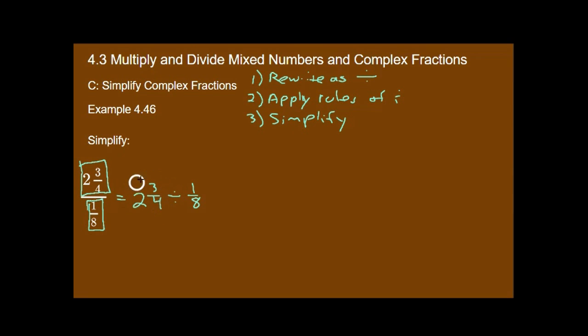Okay, so let's change this mixed number into an improper fraction. So I'm going to come down here and write it just kind of spaced out. So I know I'm going to do 4 times 2 and then add the 3 in order to change this into an improper fraction and keep the same denominator. 4 times 2 is 8 plus 3 is 11. So this is equal to 11 with the same denominator, fourths. Okay, so 2 3/4 is equal to 11/4, and then I'm going to divide that by 1/8.